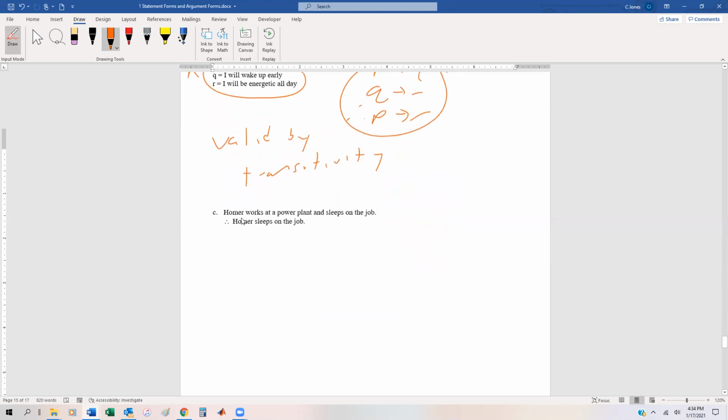A pretty easy one. Homer works at a power plant and sleeps on the job, therefore Homer sleeps on the job. I mean, it seems pretty logical that if he does both things, then he does one of them. We're going to define P to be equal to Homer works at a power plant. And let's define Q to be the statement Homer sleeps on the job.